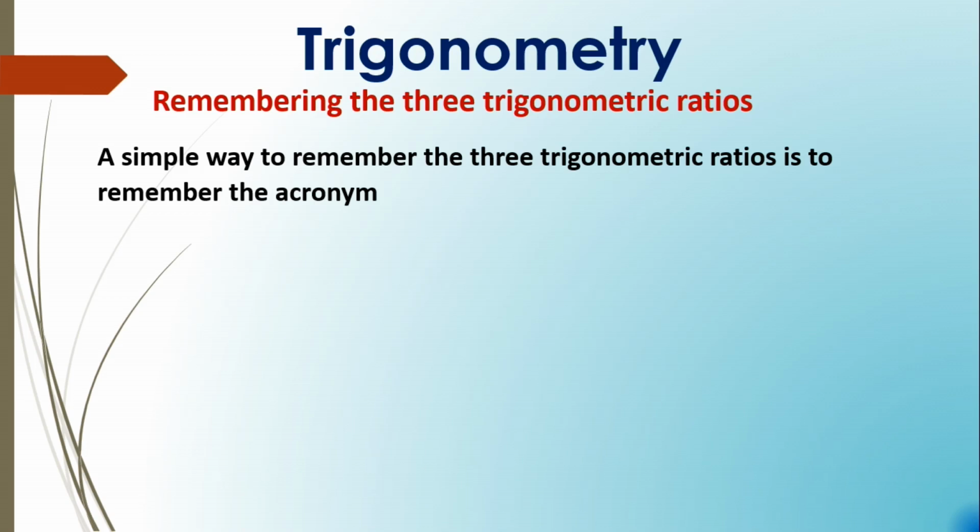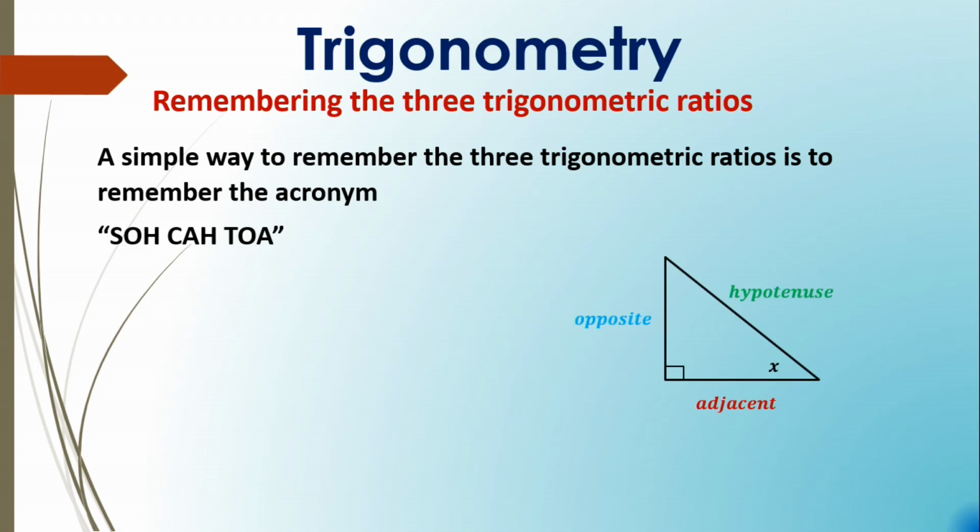But before that, let's find out a simple way to remember these three trigonometric ratios. In fact, we can remember these three trigonometric ratios through the acronym SOH CAH TOA. What is SOH CAH TOA? Now consider this triangle where you have the hypotenuse, the opposite, and the adjacent. So SOH stands for sine equal to opposite over hypotenuse. The opposite side is the side which is opposite to the angle, and the hypotenuse is the longest side.